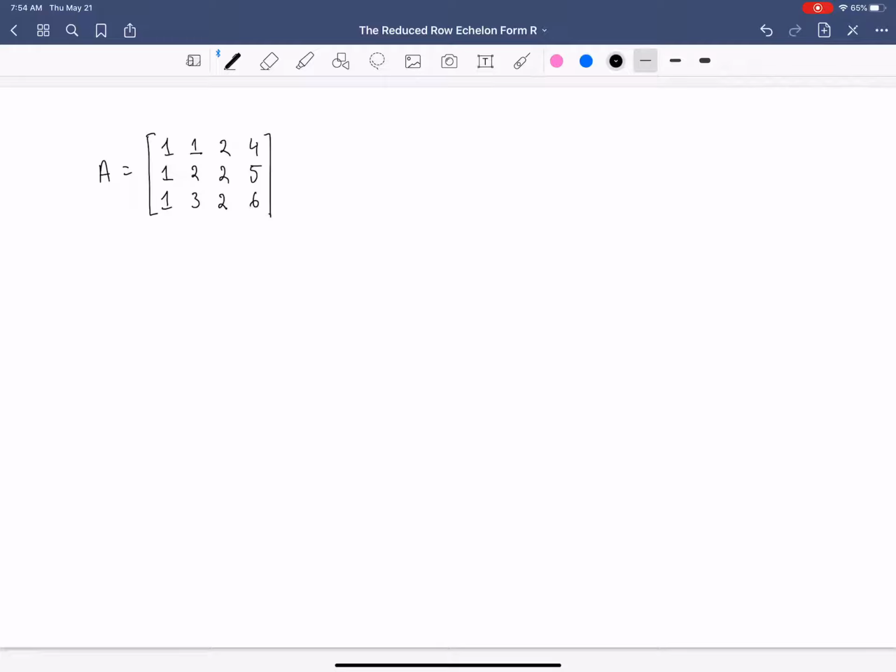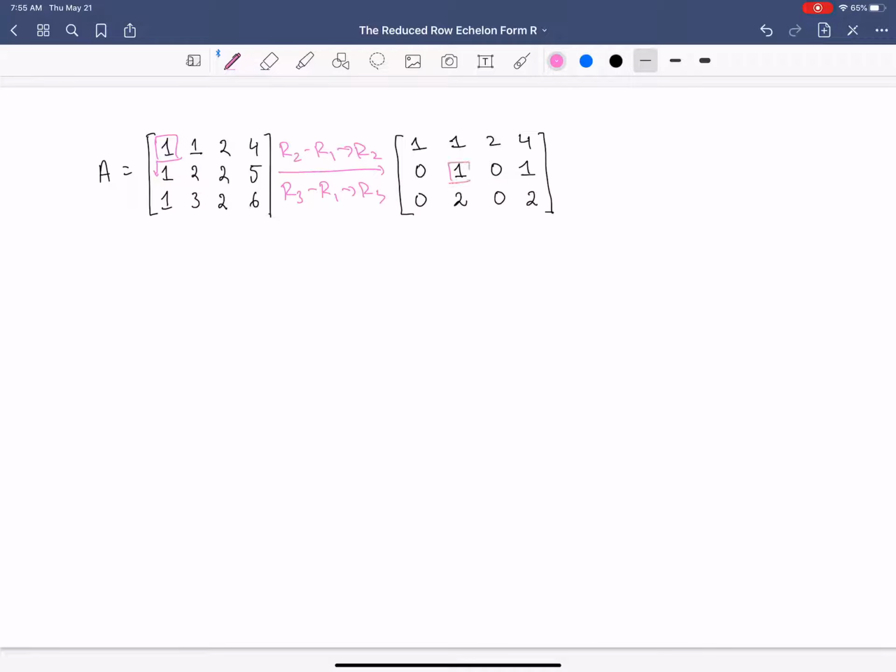We will get first to the reduced row echelon form of the matrix and then find the null space of A. So we start with the first pivot, eliminate underneath it. We have R2 minus R1 into R2, R3 minus R1 into R3. We get 1, 1, 2, 4. Then 0, 1, 0, 1, then 0, 2, 0, 2.